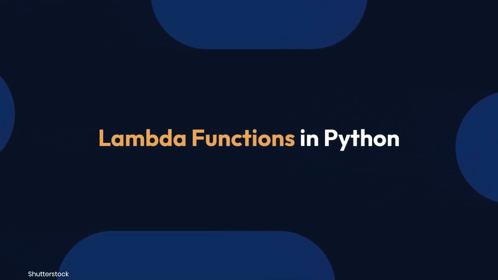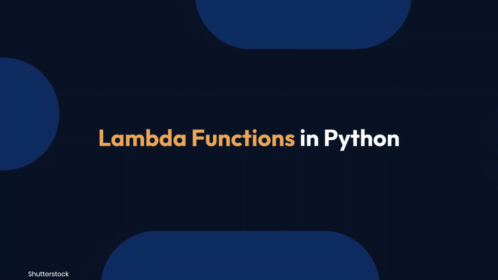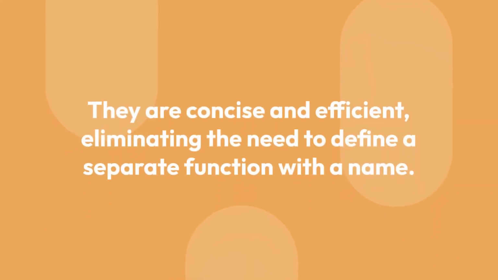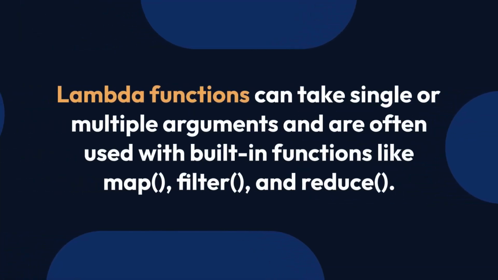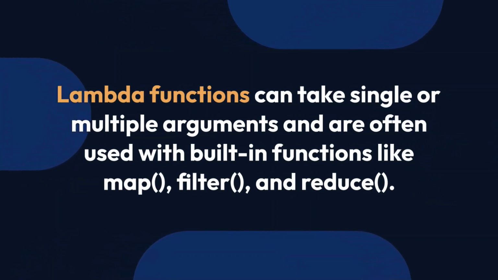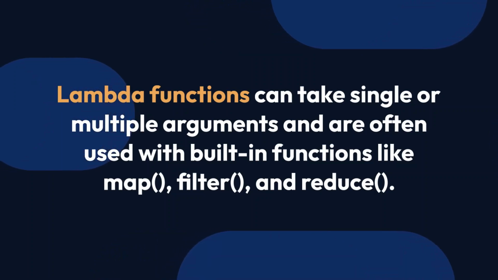Lambda functions in Python. Lambda functions are anonymous functions used to pass an argument to other functions. They are concise and efficient, eliminating the need to define a separate function with a name. Lambda functions can take single or multiple arguments and are often used with built-in functions like map, filter, and reduce.